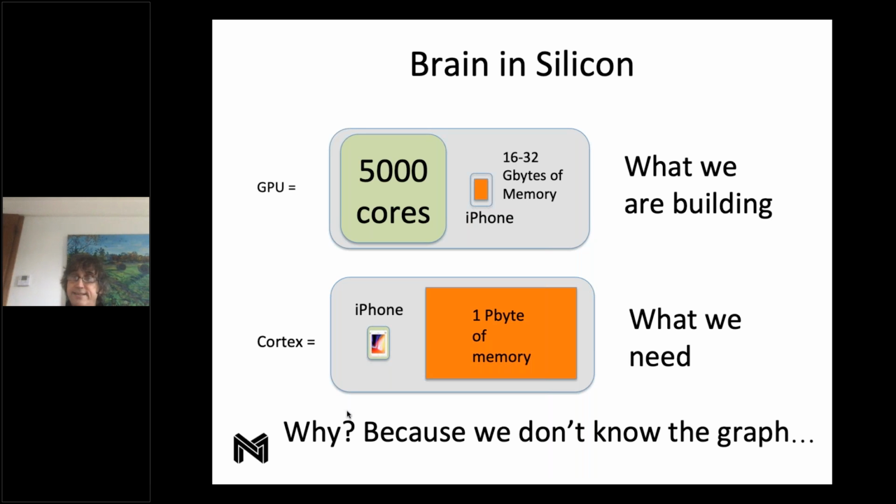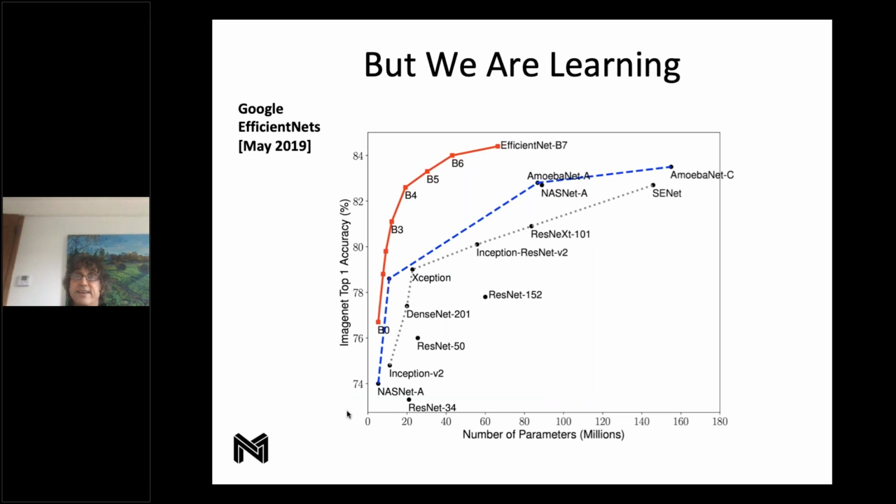And why is this? Well, it's because we don't know the graph. What I mean by that is we really don't know the computation. We don't know what the network needs to look like that does this kind of compute. But interestingly enough, we're learning.